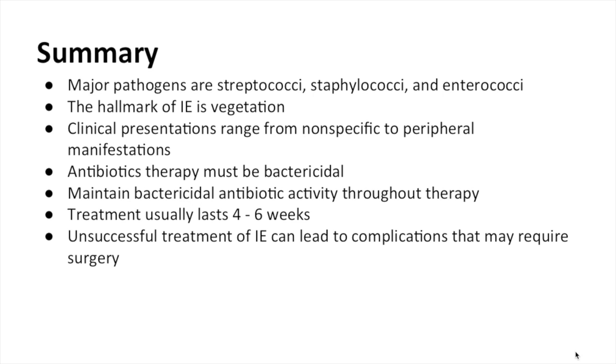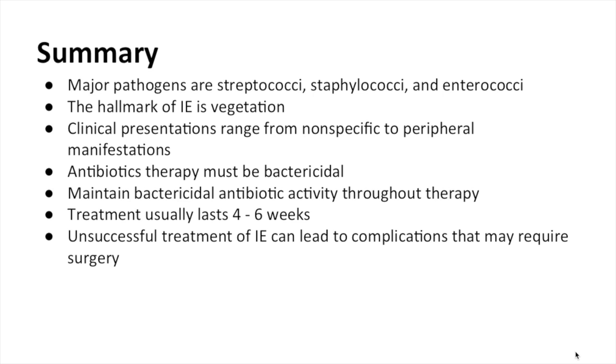This is a summary slide of what you should get at the end of this lecture at some point. So some major causative pathogens are the species from streptococci, staphylococci, and enterococci. The hallmark sign of IE is the vegetation. Clinical presentations range from the nonspecific, such as fever, night sweats, shortness of breath, nausea, vomiting, to peripheral manifestations such as Osler nodes, Roth spots, and Janeway lesions.